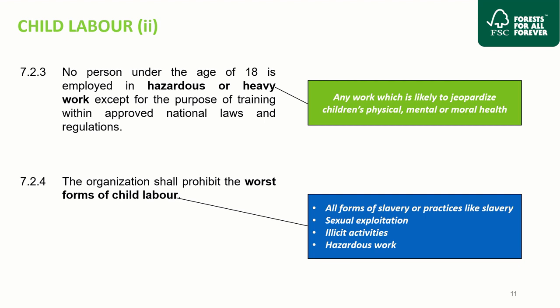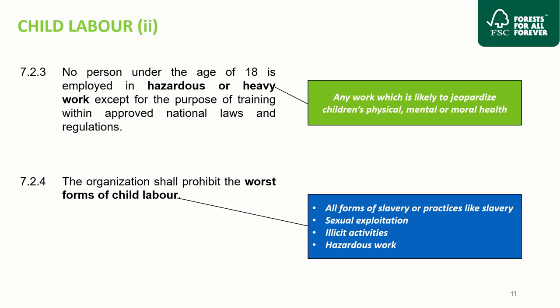It is also required that the organisation shall prohibit the worst forms of child labour. The worst forms of child labour comprise all forms of slavery or practices similar to slavery, such as the sale and trafficking of children, debt bondage, and children in armed conflict.